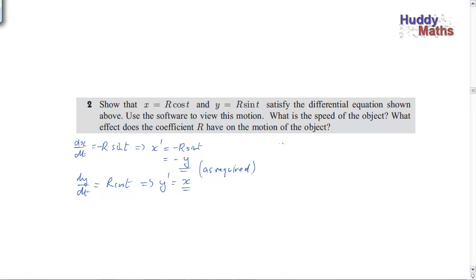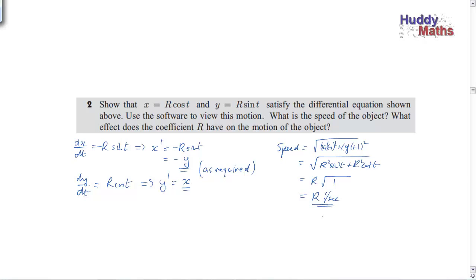What's the speed of the object? The speed is again the square root of x prime t squared plus y prime t squared. And what is that? Well, this time it's the square root of r squared sine squared t plus r squared cos squared t. And so that's the square root of r out the front, and root of sine squared plus cos squared is 1. So it's now r radians per second.